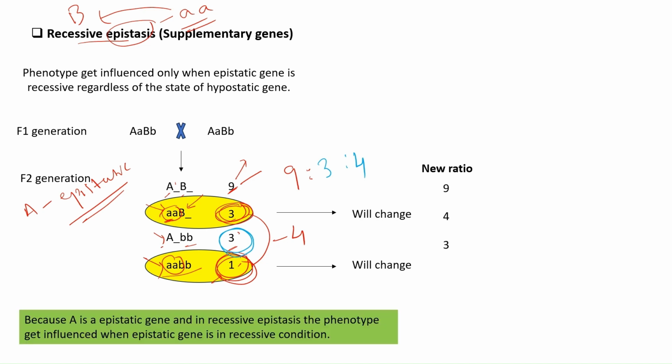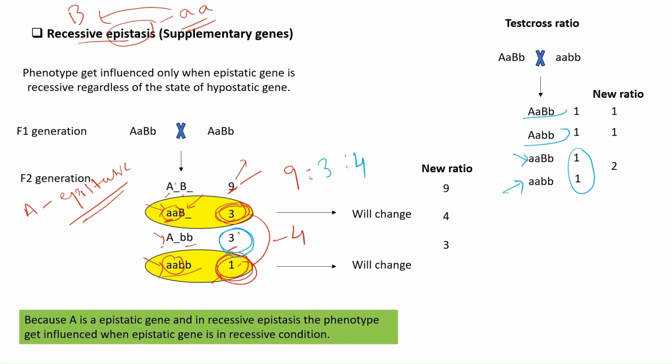So it is easy to remember now what is the ratio of recessive epistasis from law of independent assortment. How does it affect the test cross ratio? In the test cross, we get 1:1:1:1. This is the ratio. How will it be affected? You tell me. This will remain the same. This will remain the same. Here, epistatic gene is in recessive condition. Here, epistatic gene is in recessive condition. So we will add these two. The new ratio will become 1:1:2. So this is recessive epistasis.